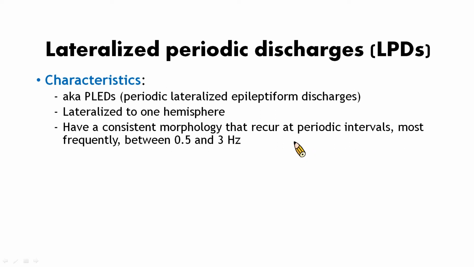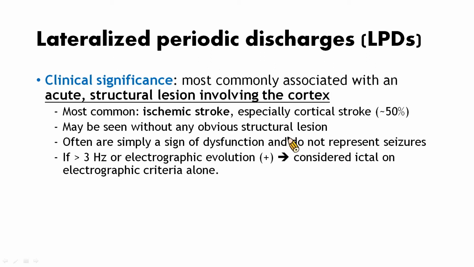First, we talk about lateralized periodic discharges, also known as periodic lateralized epileptiform discharges, its old name. It's lateralized to one hemisphere. It has a consistent morphology that recurs at periodic intervals, most frequently between 0.5 and 3 Hz. It's commonly associated with an acute structural lesion involving the cortex. The most common etiology is ischemic stroke, especially cortical stroke, which accounts for nearly 50% of lateralized periodic discharges. But it may also be seen without any obvious structural lesion.